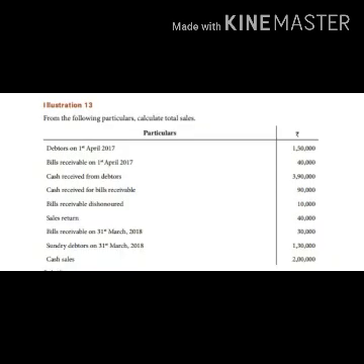Then next sum. From the following particulars, calculate total sales. Debtors on 1st April 2017, 1,50,000. Bills receivable on 1st April 2017, 40,000. Cash received from debtors 3,90,000. Cash received for bills receivable 90,000. Bills receivable dishonored 10,000. Sales return 40,000, and bills receivable on 31st March 2018, 30,000. Sundry debtors on 31st March 2018, 1,30,000.